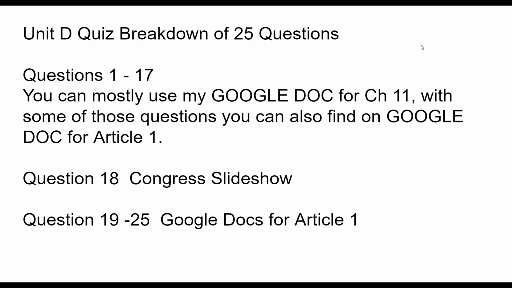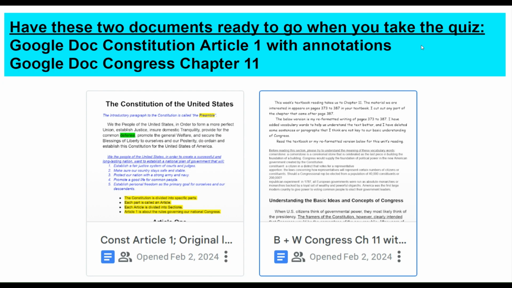Question 18 is from our Congress slideshow, and questions 19 through 25 are almost specifically from the original language of the Constitution in Article 1, and the best way to find out information there is with my Google Docs. Okay? Now, make sure you have these two documents ready to go when you take the quiz. So on the left, we have the Google Doc for Constitution Article 1 with annotations, and on the right, we have the Google Doc for Congress Chapter 11.